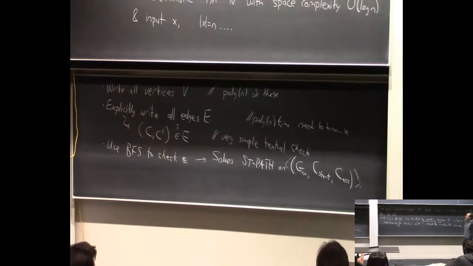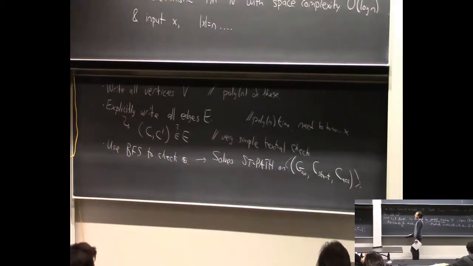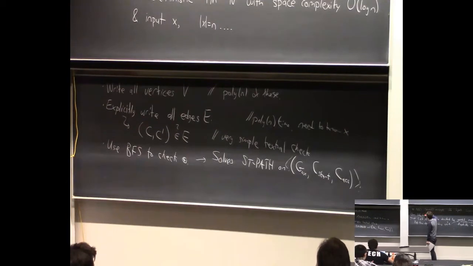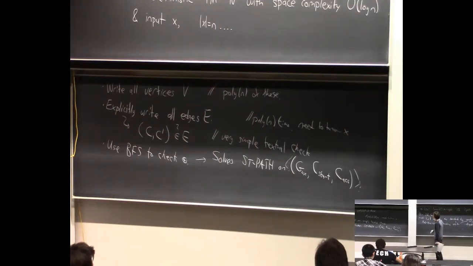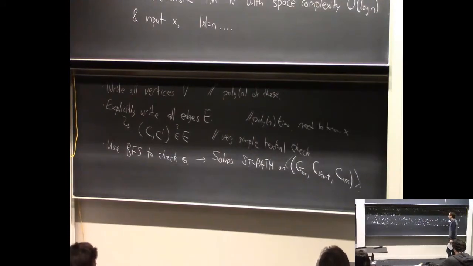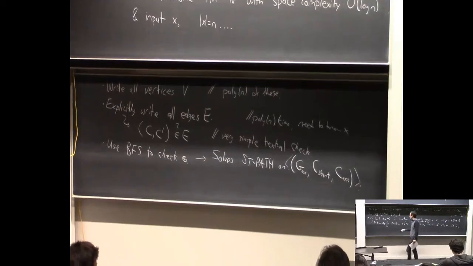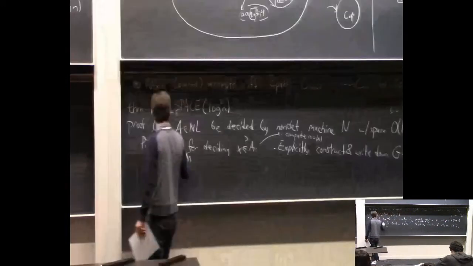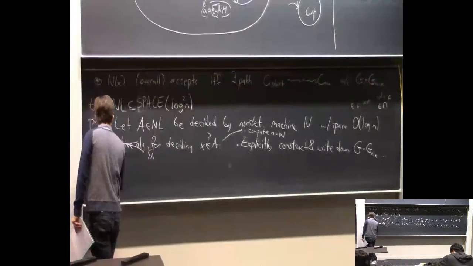All right, so now I want to show this also in log space, log squared n. The proof is pretty much the same, almost, except we're going to use Savage's algorithm here instead of breadth first search. Well, there's a little bit that we need to check. Of course, the idea is that, let A be decided by log space machine n in space log n. We want to come up with a log squared n space algorithm.